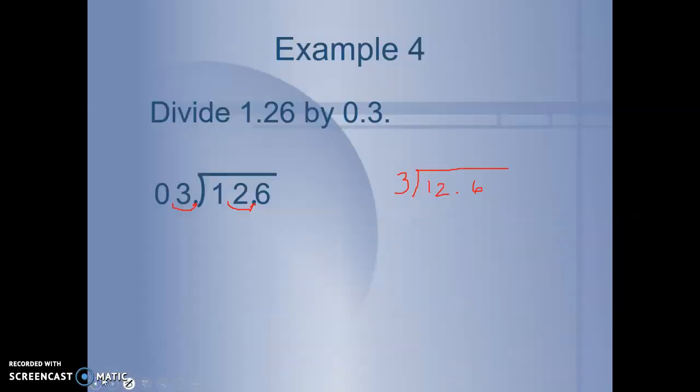Let's go ahead and try to solve this one on our own before we get to the end. 3 goes into 12 4 times. Divide, multiply, subtract, bring down. Our decimal place stays in the same spot up here in our quotient, so we're just going to move that up there. 3 goes into 6 2 times. Divide, multiply, subtract. Nothing to bring down, so our final answer is 4.2.